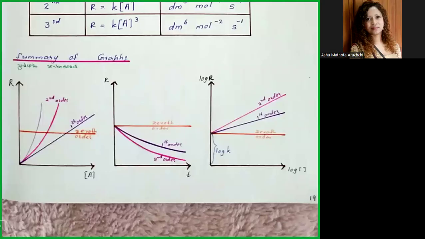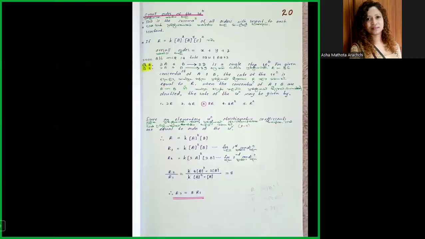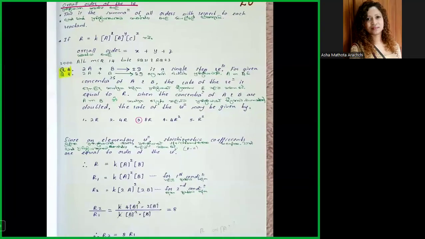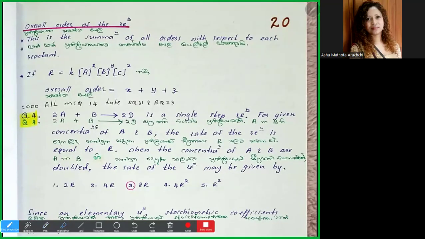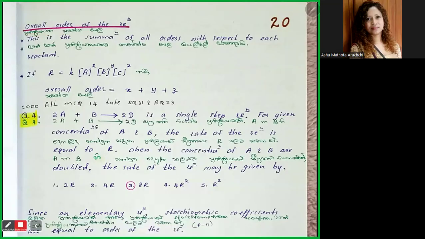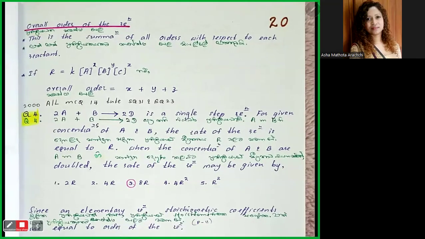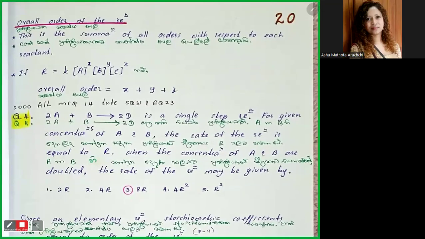Moving on. Okay, overall order means the addition of all these orders. How many orders, regardless, if you add, let's say, A to the power x, B to the power y, C to the power z, x, y, z together is called the overall order. Let's write the topic. Overall order of the reaction. So they are giving a long calculation and then finally they ask what is the overall order. You can add these orders together.